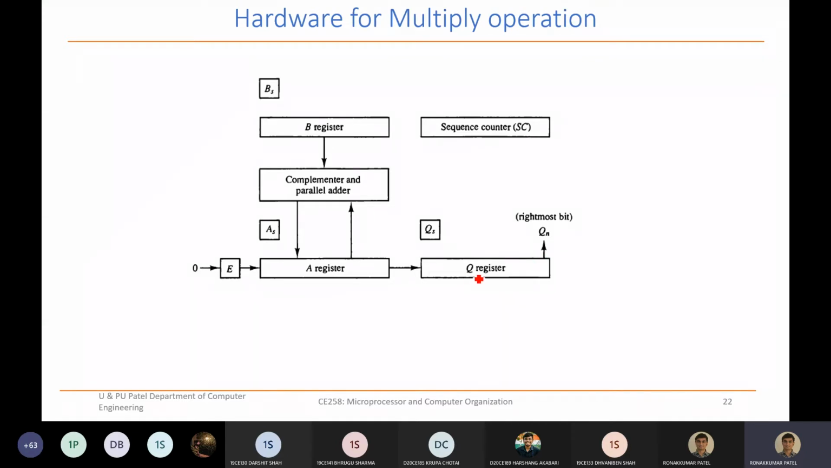What is Q for? Q stores your multiplier. So your multiplier is in Q. Your B stores the multiplicand. And this A stores your partial product. So the adder will take this partial product and your multiplicand, perform some addition, and then the result goes back to A.